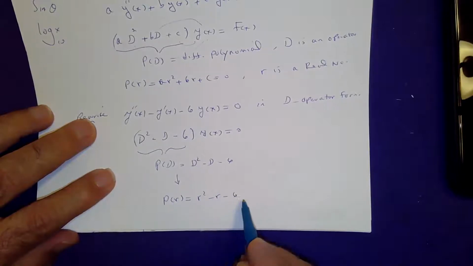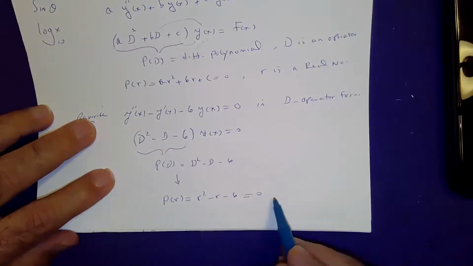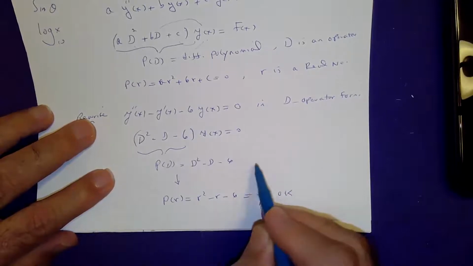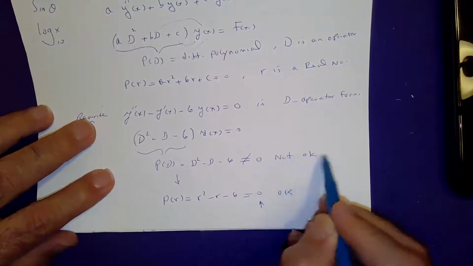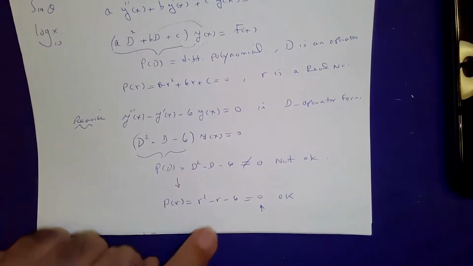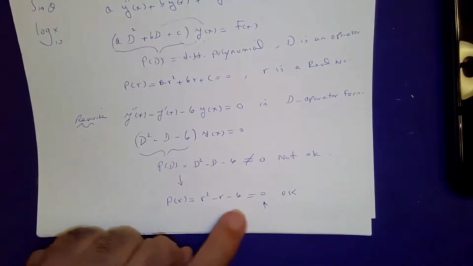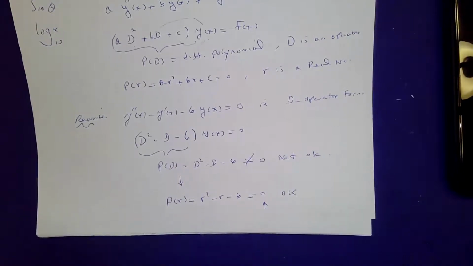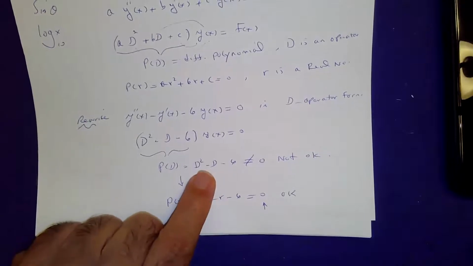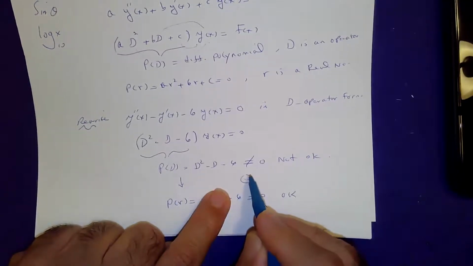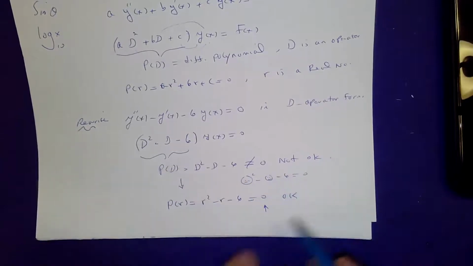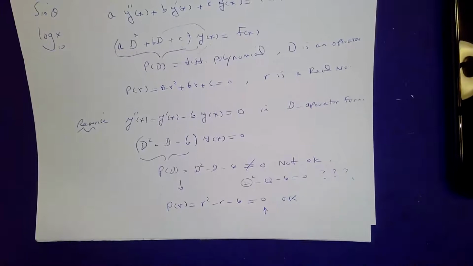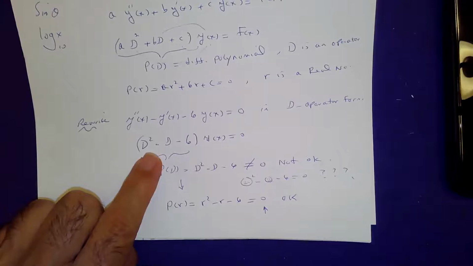It looks just like P of D, except you are allowed to set this guy equal to 0, but you cannot set this guy equal to 0, because these are operators. This is a polynomial of real numbers. When you set this equal to 0, it is just like setting a bunch of happy faces equal to 0. What does that mean? I don't know. It doesn't mean anything. So you can never set this guy equal to 0.